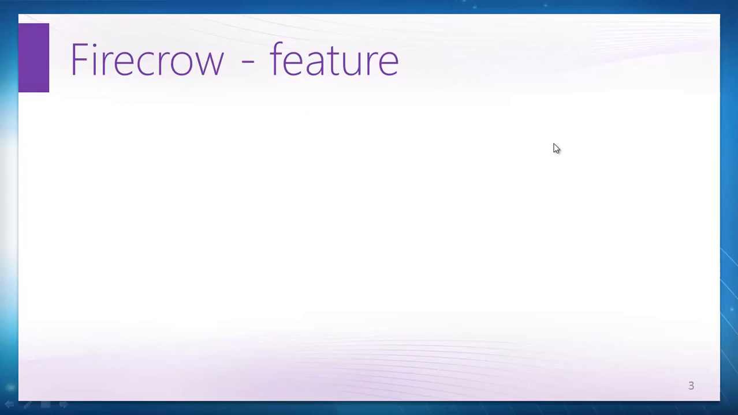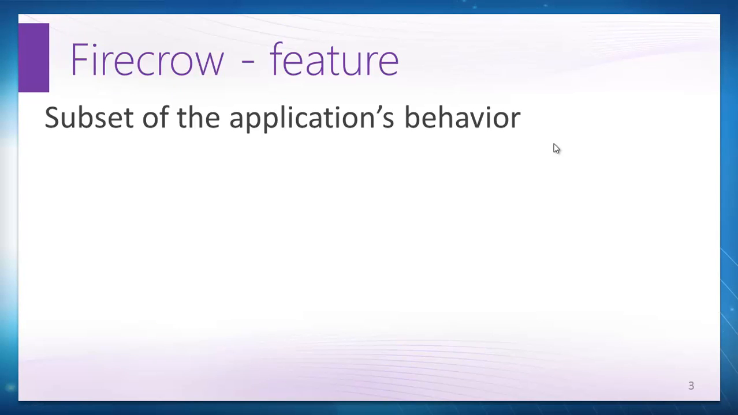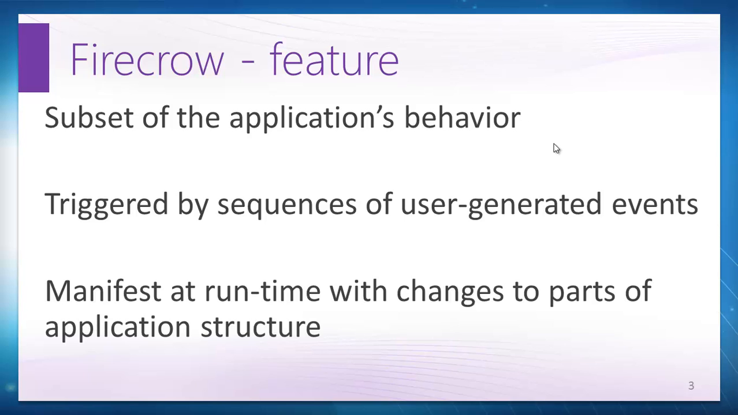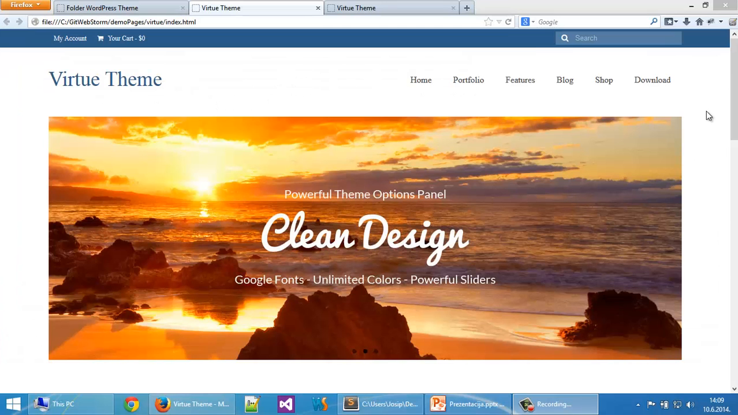In short, we consider that a client-side feature is a subset of the application's behavior triggered by sequences of user-generated events that manifest at runtime with changes to parts of some application structure. The main purpose of Firecrow is to support reuse of client-side features.